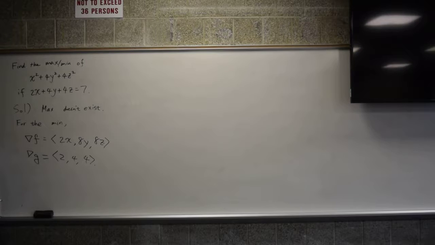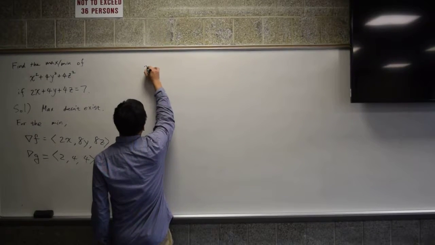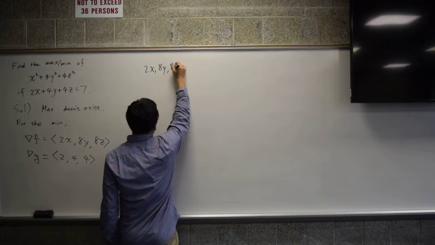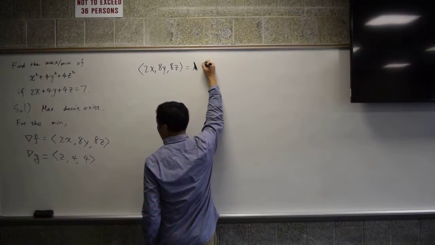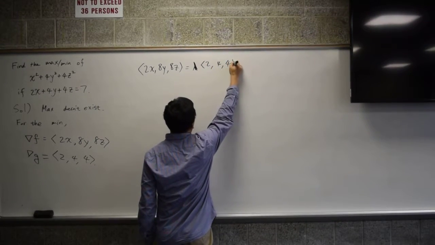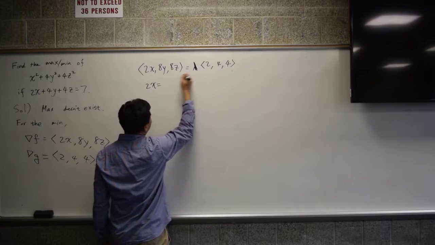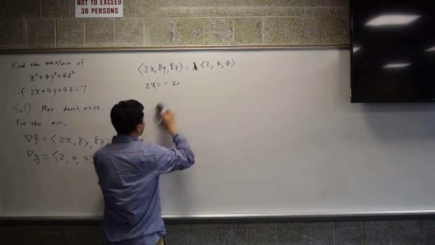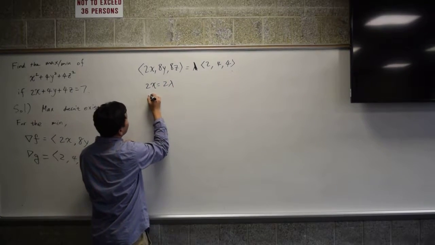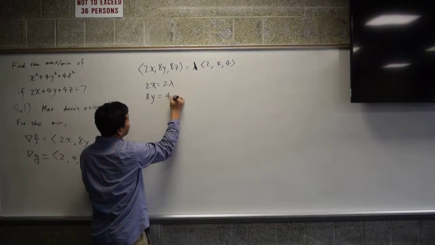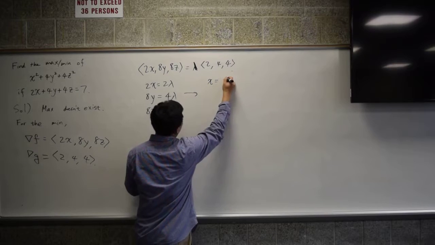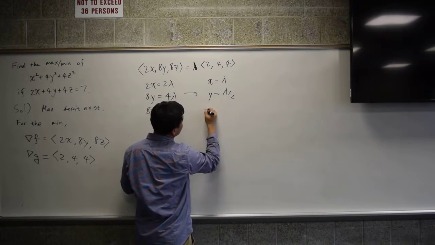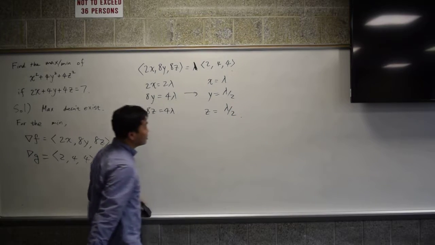Now where would you multiply lambda? On g, this time, because this is simpler, right? So we have 2x, 8y, 8z equal to lambda times 2, 4, 4. So that 2x is equal to 2 times lambda, and then 8y is equal to 4 lambda, 8z is equal to 4 lambda. Giving you x equal to lambda, y equal to lambda over 2, z equal to lambda over 2.